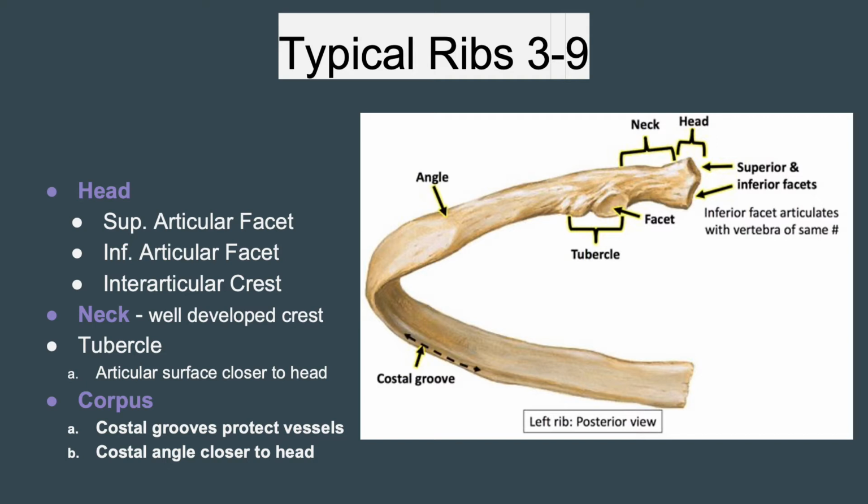A typical fill-in-the-blank style question about ribs is to name the three features that all ribs share, and the answer to that would be head, neck, and body, or corpus. Every single rib has those three features.